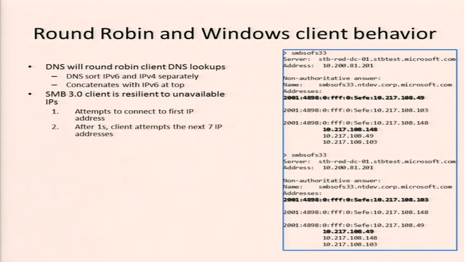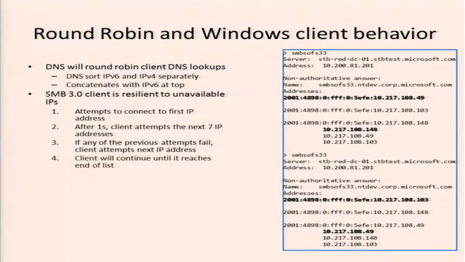After 1 second, assuming there's no response, the client will connect in parallel to the next 7 IPs. And if any of the previous attempts fail, the client will attempt to connect to the next IP. So effectively, we will have up to 8 outstanding requests at any point in time. The client will continue to do this until it reaches the end of the list. Basically, all IP addresses have been exhausted.